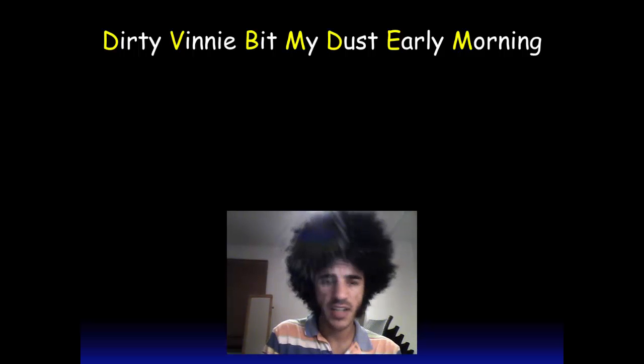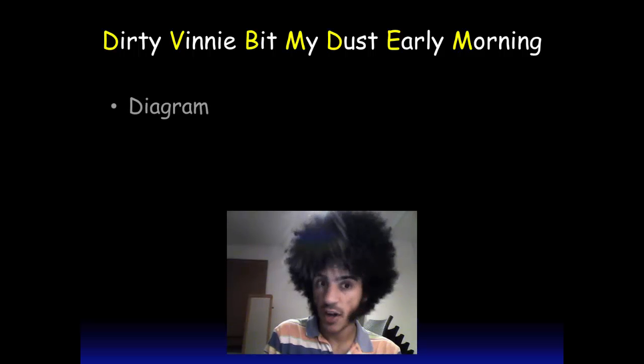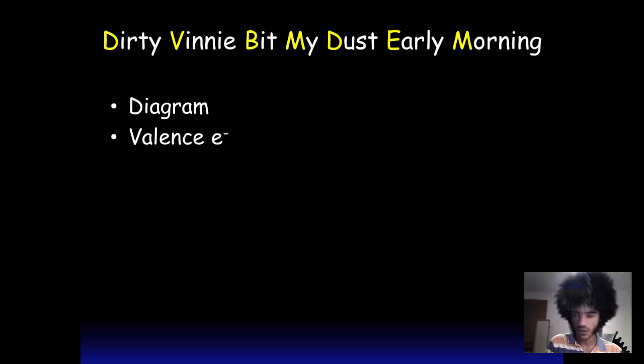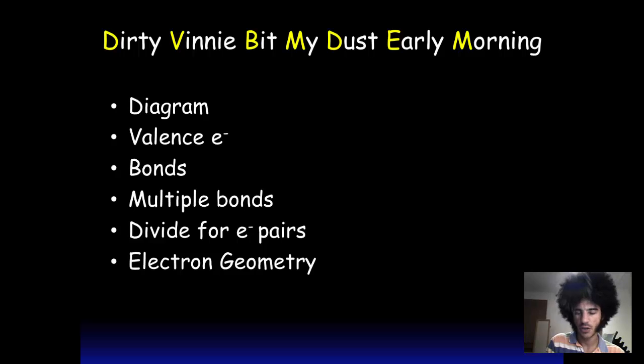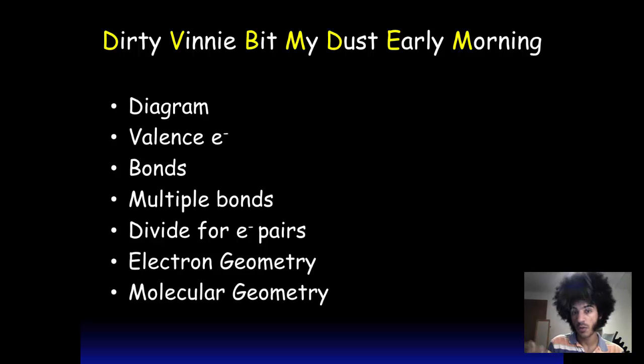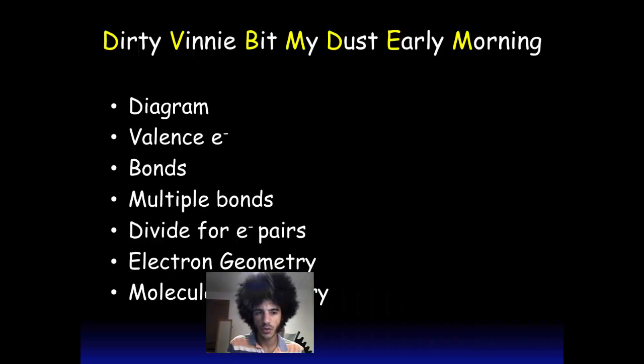Now, as a breakdown, the D in dirty refers to diagram, the V in Vinny refers to valence electrons, the B in bit refers to bonds, the M in my is multiple bonds, the D in dust is divide for electron pairs, and the E in Early Morning is electron and molecular geometry. Now if you watch my previous videos you know exactly how this works, but I'm just now going to apply it to more unusual molecules.